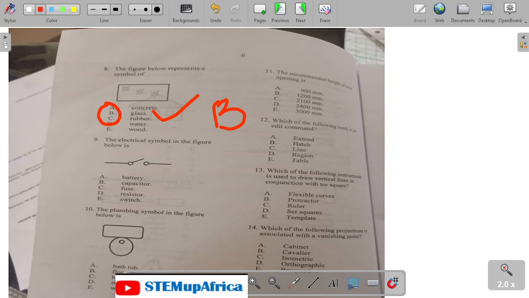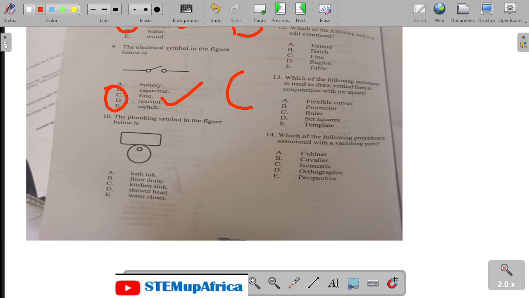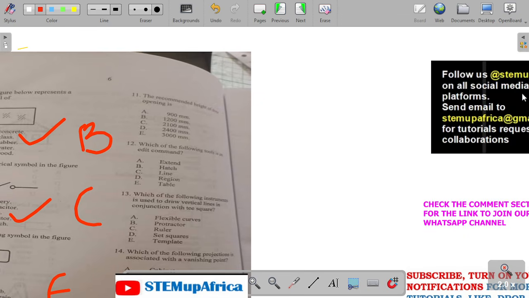Then question 9. The electrical symbol below is a fuse, which is C. Question 10. This is a plumbing symbol. We have the water tub, floor drain, no. Kitchen sink, no. Shower head, no. A water closet, yes. E. Let's look at 11. The height of the opening. The height of most buildings, whether it happens to be a door, is always 1.2. So let's go with B.